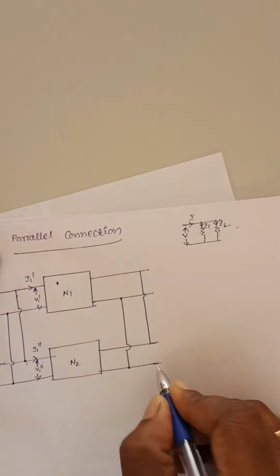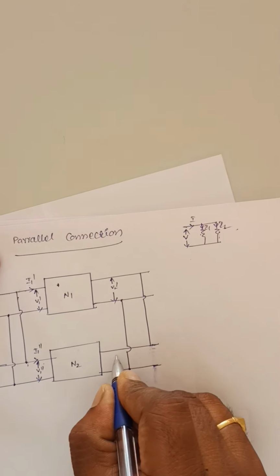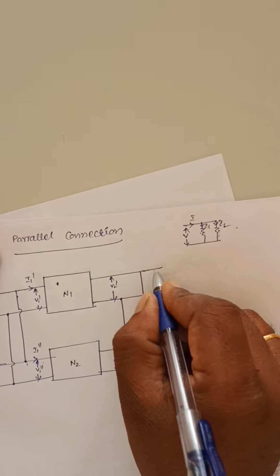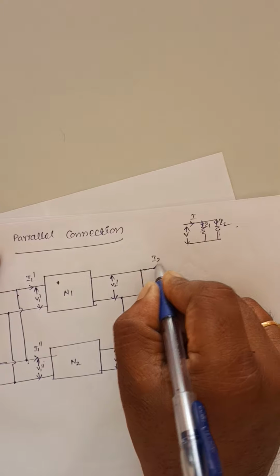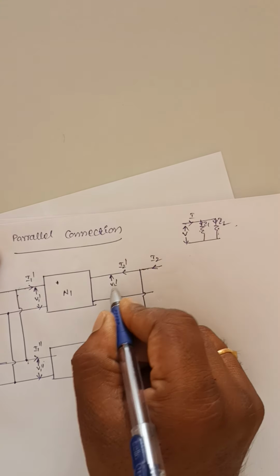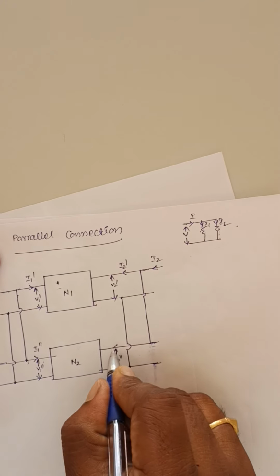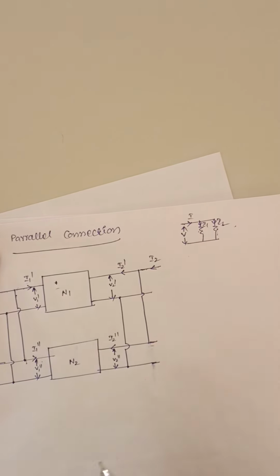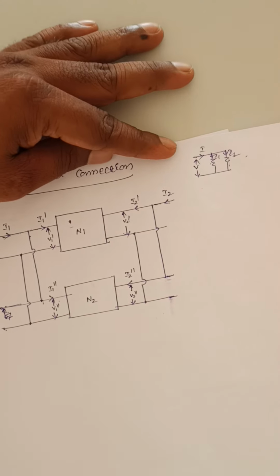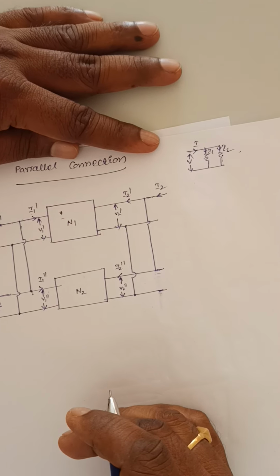Right? So let us take, this is V2 dash, it is V2 double dash. Now the total current entering in here is, let us take, it is I2. So this is the combination of I2 dash which is flowing in this direction, and one current is deviating like this, so this is nothing but I2 double dash. Okay, so this is the parallel connection of two port networks.